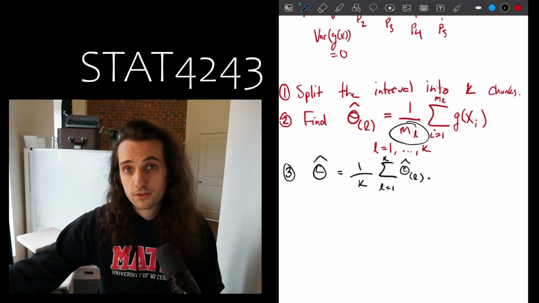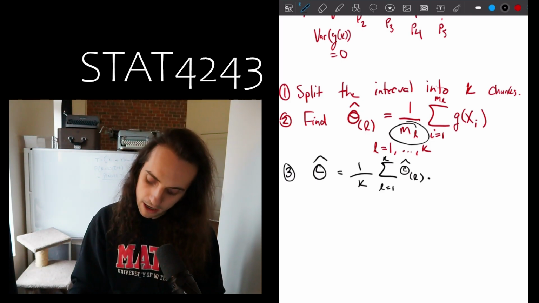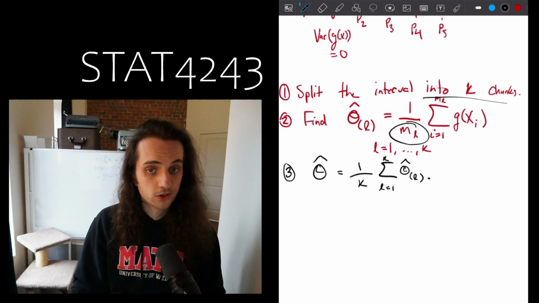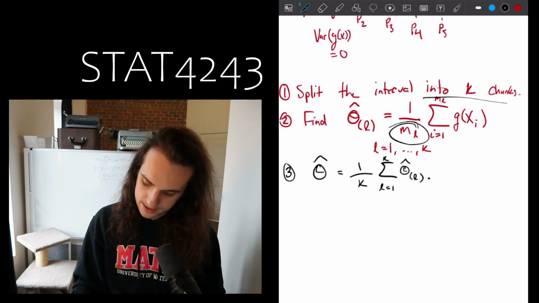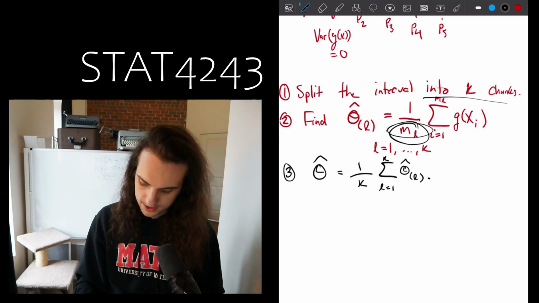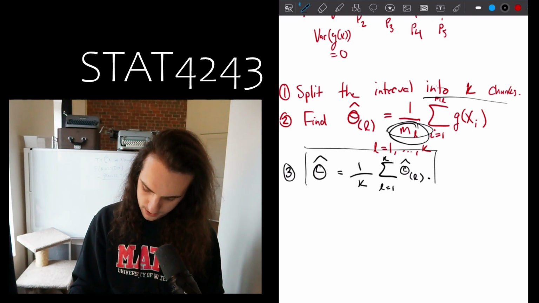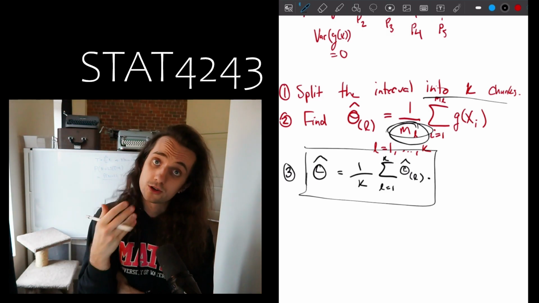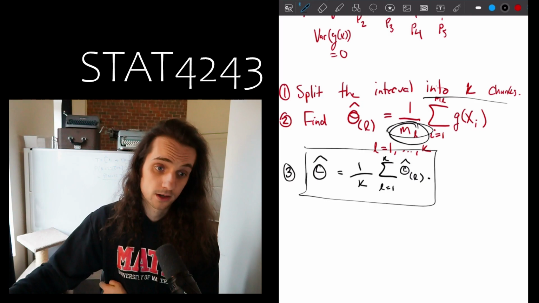And so then our questions become: how do we actually go about splitting the interval? How do we decide how many points are going to go into each of them? And also, do we actually just want to take a simple average, or should we do something that's perhaps a little bit more complex?